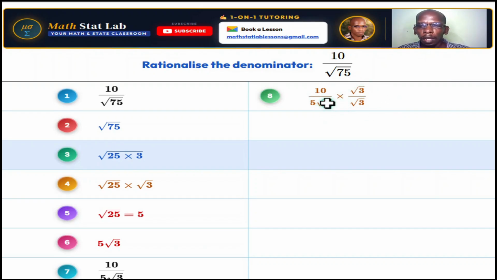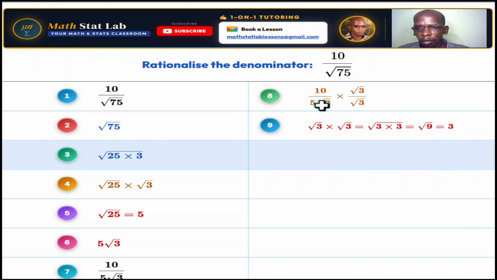Now we deal with the denominator. We have the root of 3 multiplied by the root of 3. Multiplying 3 by 3 under the root, it becomes the root of 9, and the square root of 9 is 3. So the root of 3 times the root of 3 simplifies to 3.